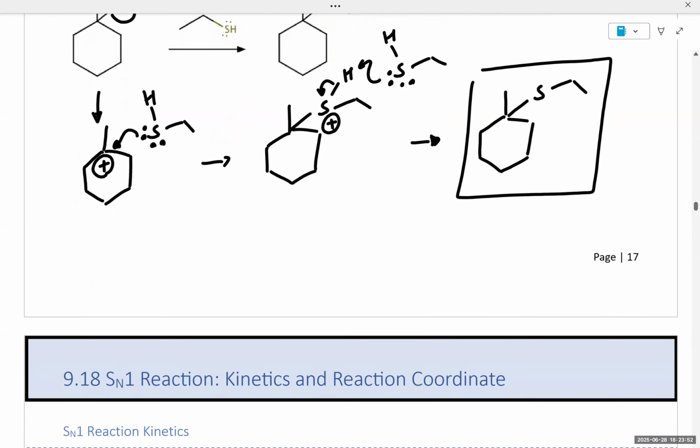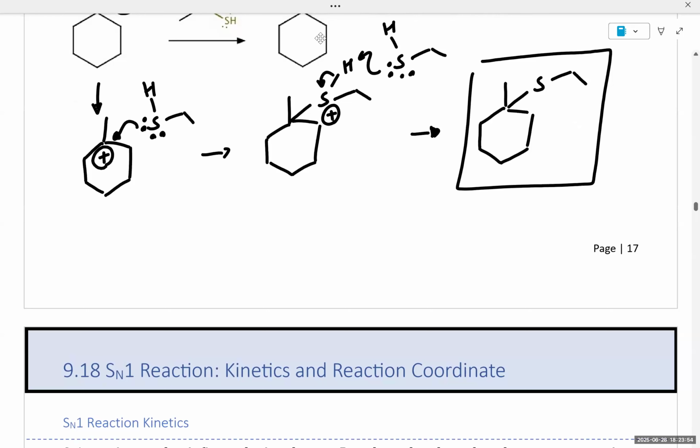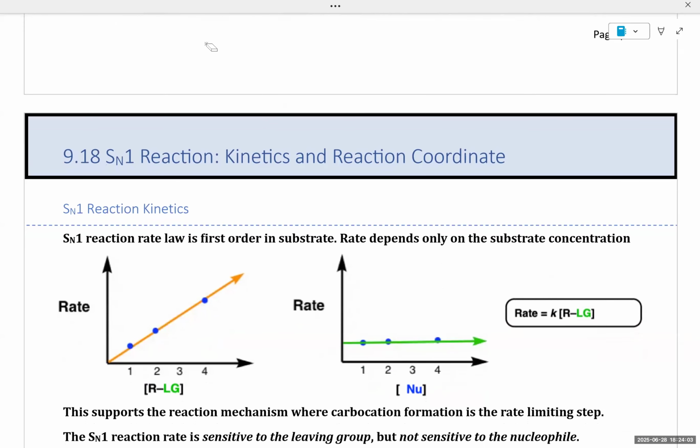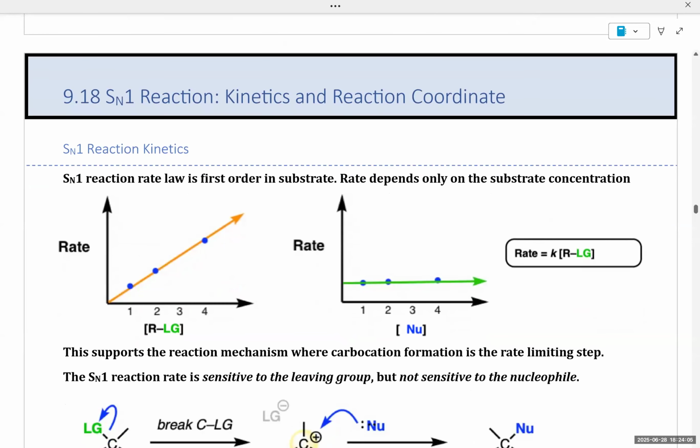Okay, let's keep going now, and let's talk a little bit about the kinetics and reaction coordinate for the SN1 reaction. So the SN1 reaction rate law is first order in substrate. The rate depends only on the substrate concentration. It does not depend on the nucleophile concentration.